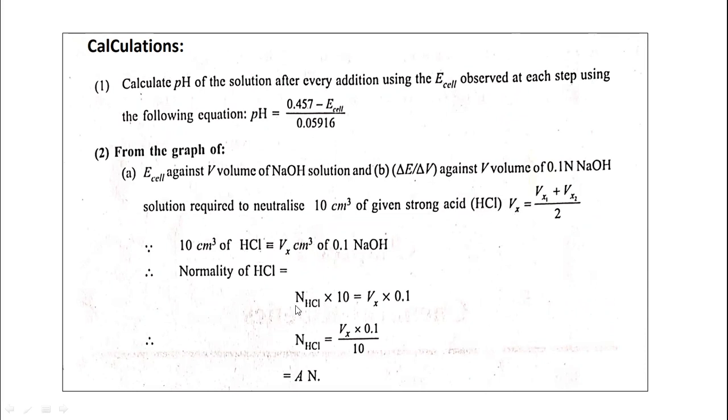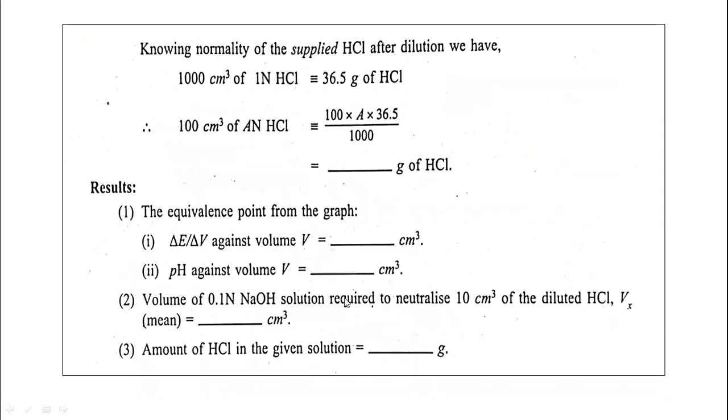And this is the calculation part which is given. In this way, we can determine the normality of the HCl by putting the Vx value here. Finally, we can determine the amount of HCl present. You can see the result here: the equivalence point from the graph of delta E upon delta V against volume.